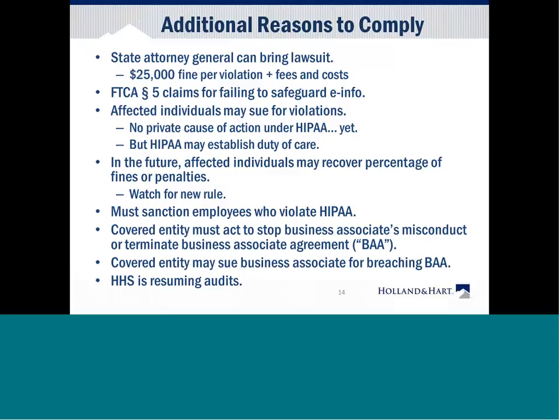You have an affirmative obligation to sanction employees who violate HIPAA. If you don't, then that is a separate violation for you. And the covered entity has an obligation to act to stop a business associate's misconduct. If they fail to do so, that covered entity can be liable for its own HIPAA violation. If you're a business associate, you've got to be concerned about violating HIPAA because the covered entity may sue you for a violation of your business associate agreement. And HHS is supposedly resuming audits.